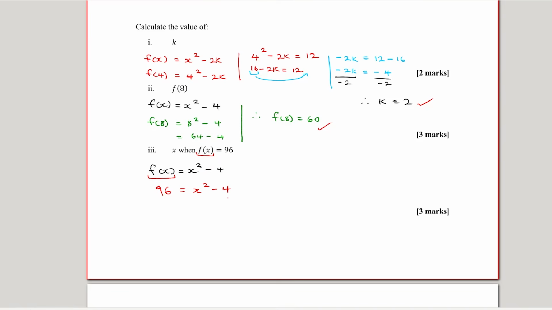So from here, we simply transpose and solve for x. We can bring the negative 4 over on this side. So it becomes 96 plus 4 is equal to x squared. So 100 is equal to x squared. If we take the square root of both sides, x would be equal to 10. And that's how you'd go about getting your 3 marks.